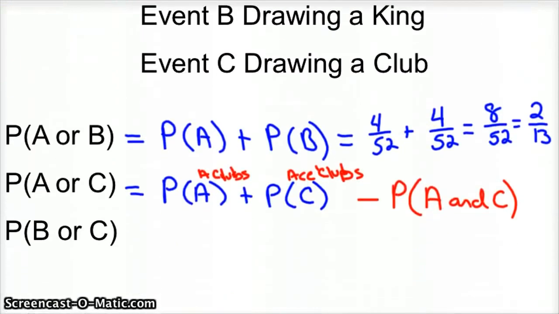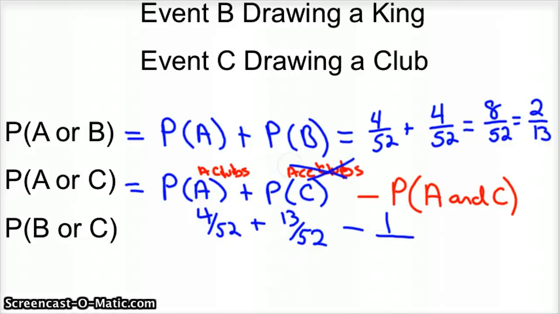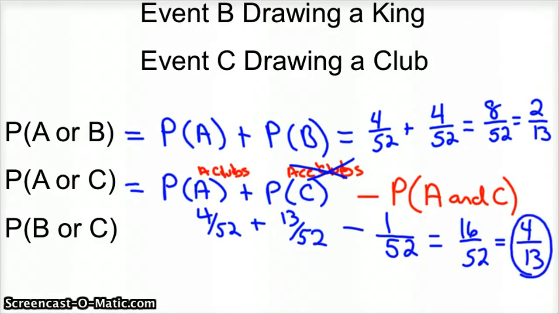And so this event would look something like this. Probability of A is 4 out of 52. Probability of choosing a club is 13 out of 52. Minus the one overlap, so you can eliminate one of those that we've counted twice. Minus 1 out of 52. And so 4 plus 13 is 17, minus 1 is 16 over 52, and you can simplify that, take a 4 out, and so you'd have 4 over 13. So that's the probability of drawing an ace or a club.